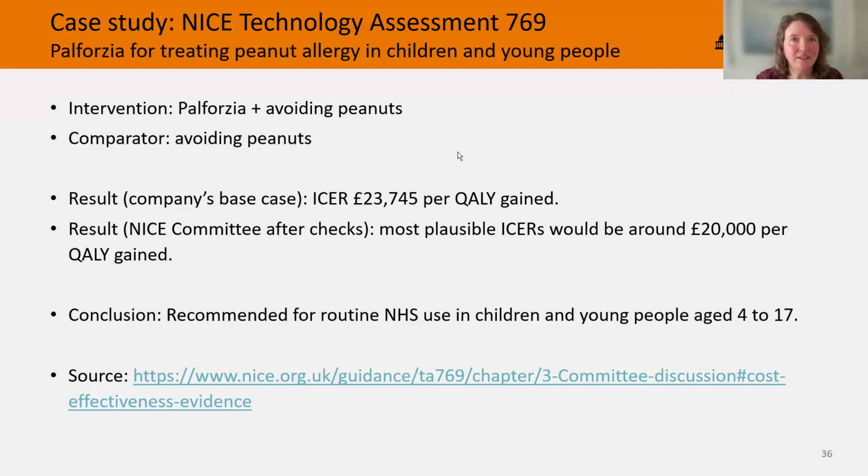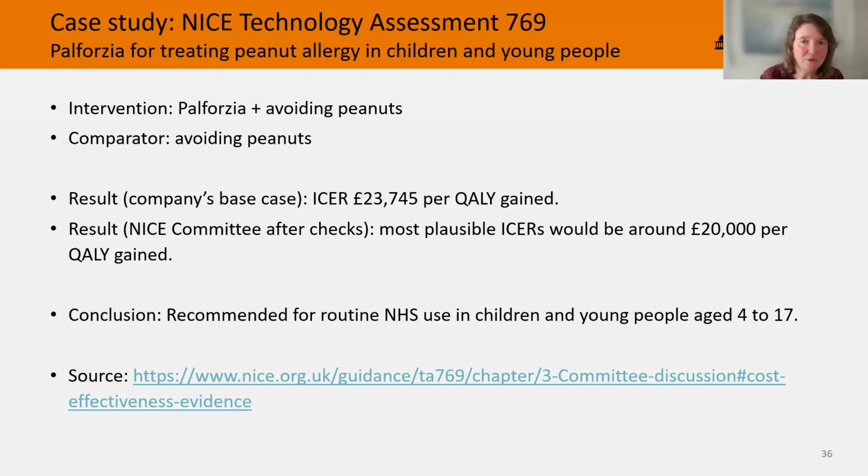So this is a case study that we've just pulled out of the NICE documentation, just to illustrate everything that goes onto the NICE website and show how it's used. So Palforzia plus avoiding peanuts compared to avoiding peanuts, for treating peanut allergy. The population in this comparison are people who have tried everything else. They've tried other medications and they've not worked. So Palforzia is kind of a last ditch attempt.